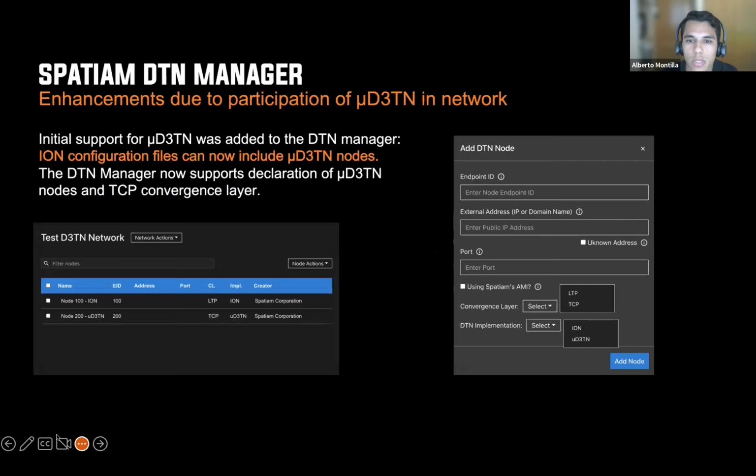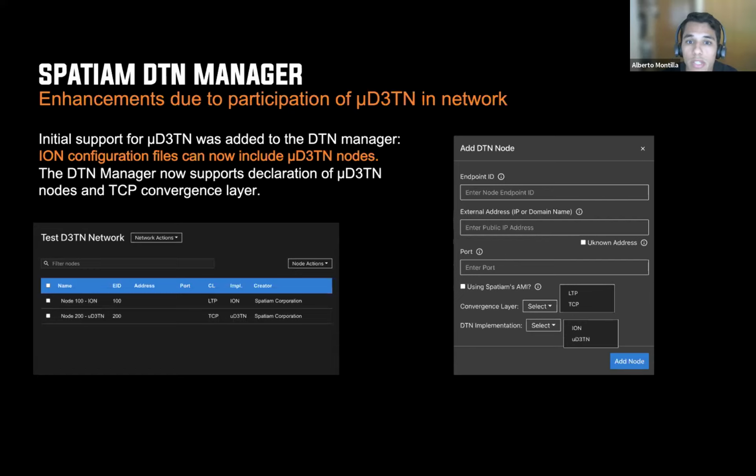Now, knowing how the configuration process functions, we extended these commands to be supported in the Spatiam DTN manager. So our goal to support multiple bundle protocol implementations in the manager began with letting users choose between the LTP and TCP convergence layers. The TCP convergence layer is the newest convergence layer supported. Therefore, MicroDTN nodes could be added into the network, since at the time this was the supported convergence layer for the implementation. This way, since the manager allows users to download ION configuration files that set up the ION nodes, the manager has a process that lets you generate and download this configuration file.